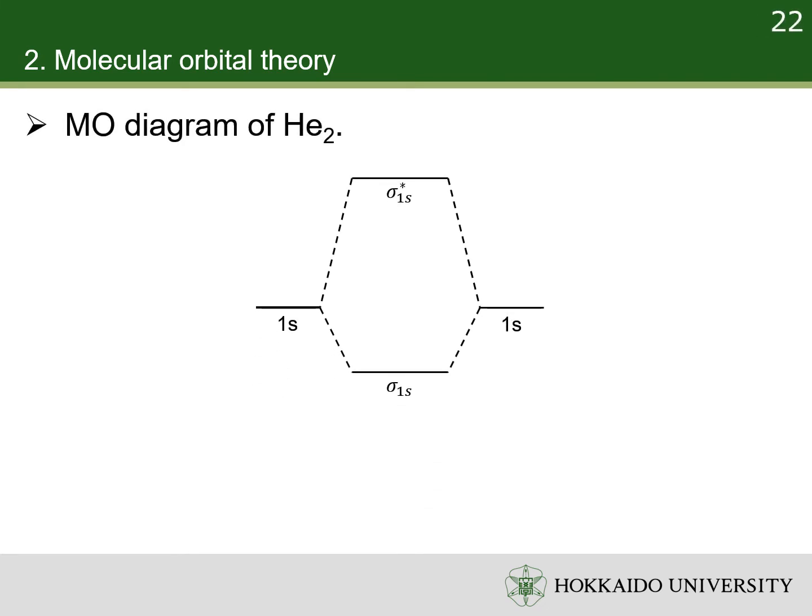Then, let's have a look at the molecular orbital diagram of the dihelium molecule. Each helium atom has 2 electrons in its 1s orbital. There are a total of 4 electrons in the molecular orbitals. They occupy both the bonding orbital and the antibonding orbital.